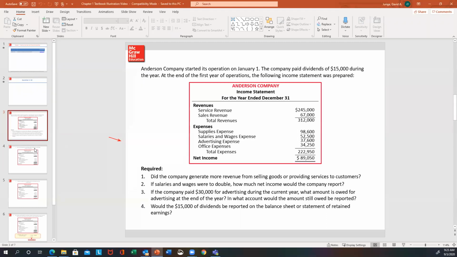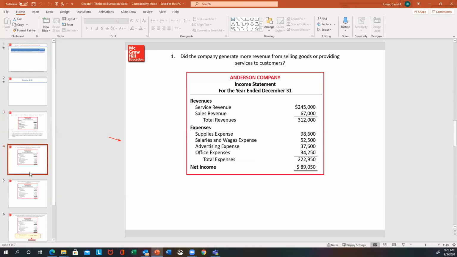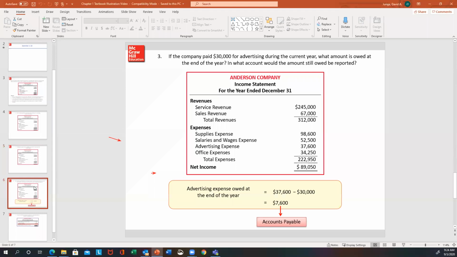I think this is 52.5. Yeah, so in this slide here, here's what would happen. You'll notice that if you look at your salaries and wages, if they doubled, you can see how that would drop your net income because expenses go up, net income goes down. And then I think on the next one, it's kind of an interesting question.